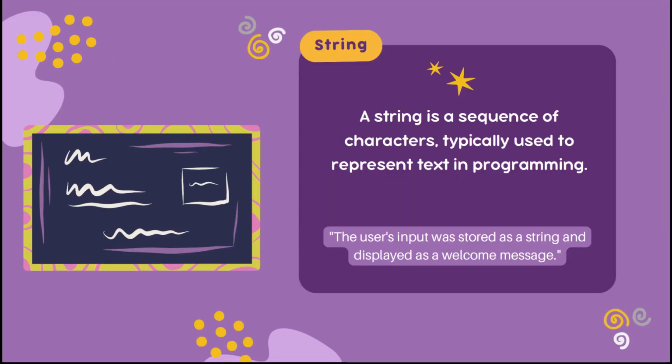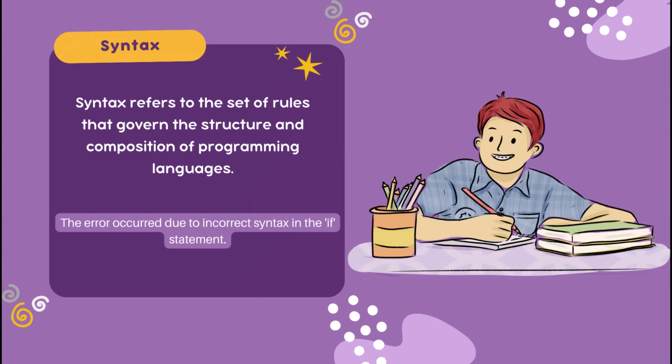String. A string is a sequence of characters, typically used to represent text in programming. Example: the user's input was stored as a string and displayed as a welcome message. Syntax. Syntax refers to the set of rules that govern the structure and composition of programming languages. Example: the error occurred due to incorrect syntax in this statement.